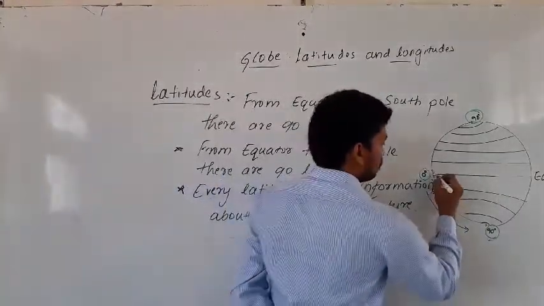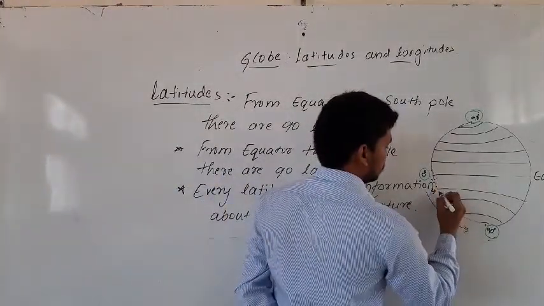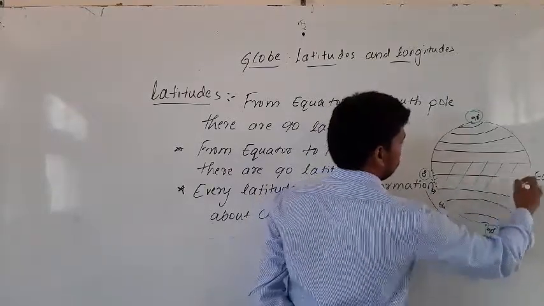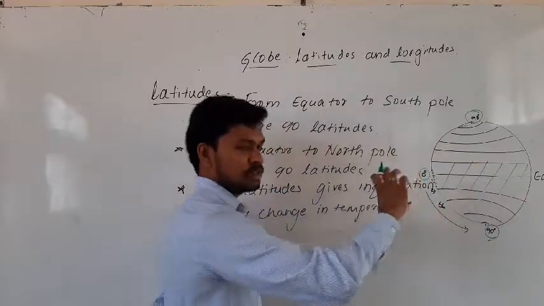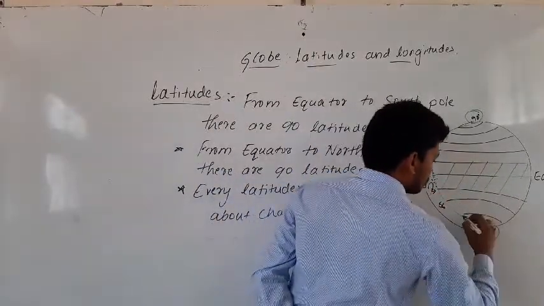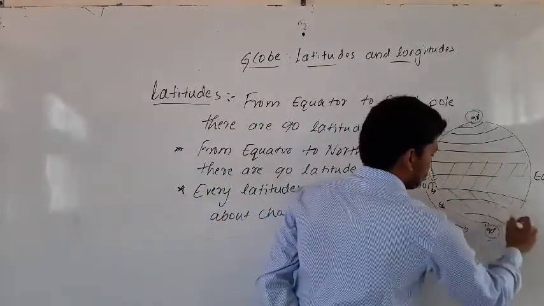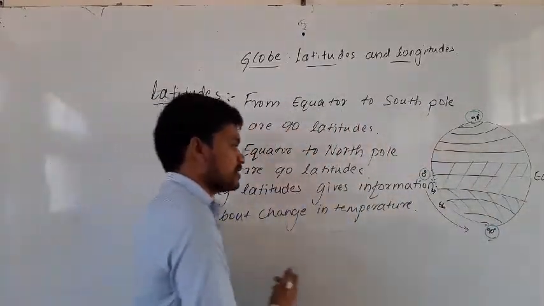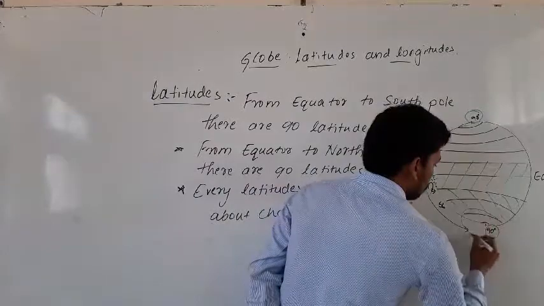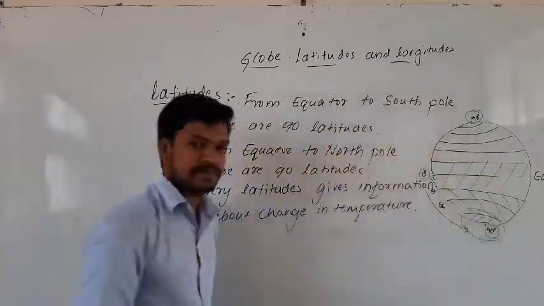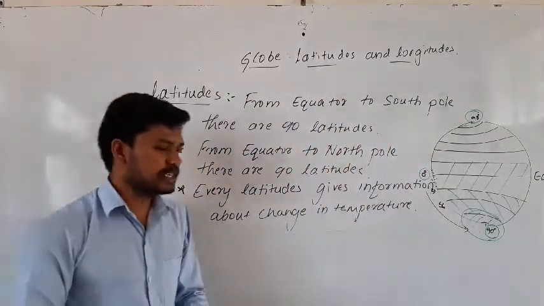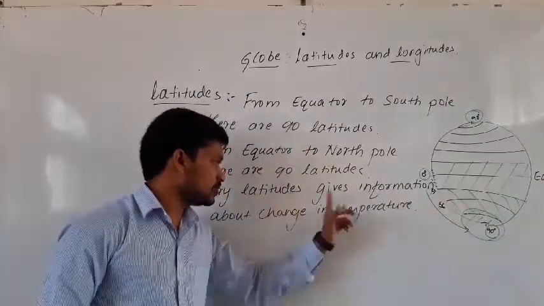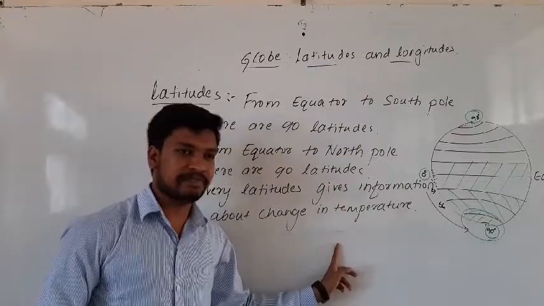So here we have 1, 2, 3 up to the 23rd latitude. We will have a different type of climate up to the 23rd latitude, the zone. Then from there to 66, we will have further different climatic changes, like different temperature. From 66 towards the pole, we will have further different climatic changes like a change in temperature. So every latitude gives information about change in temperature.